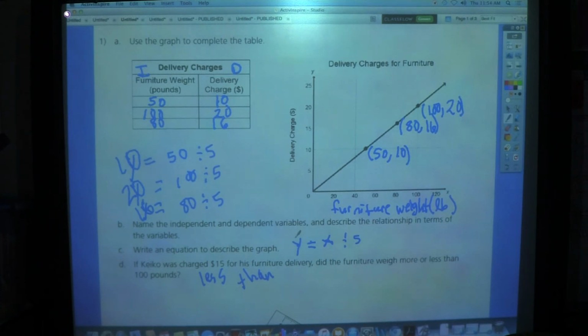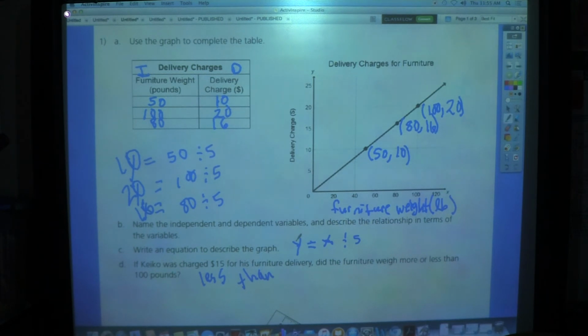So, boys and girls, after you saw this demonstration that I did, how many of you feel pretty good about the work you've been doing? Okay, I see hands everywhere. That's wonderful. How many of you slipped up on the 80 pounds and $16 delivery charge? Okay, how many of you say it should have been 15?